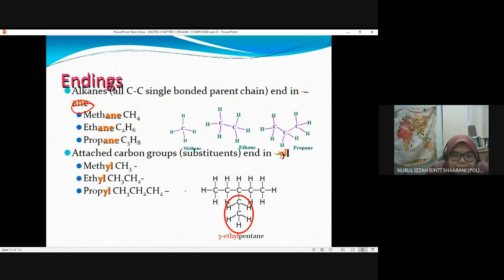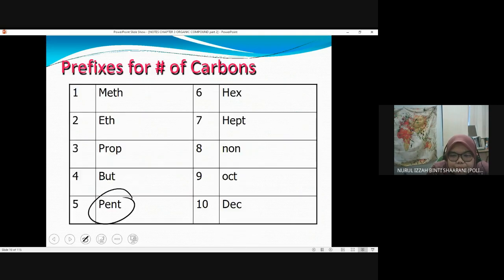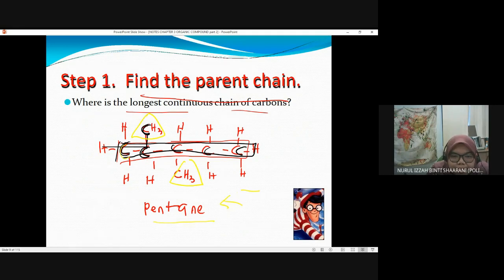Okay. So now attached group or substituent. Okay. So N with YL. Okay. So as we can see, this is our attached group. So this is the attached group. Okay. And then we want to find out, what is the attached group? Apa nama attached group kita?